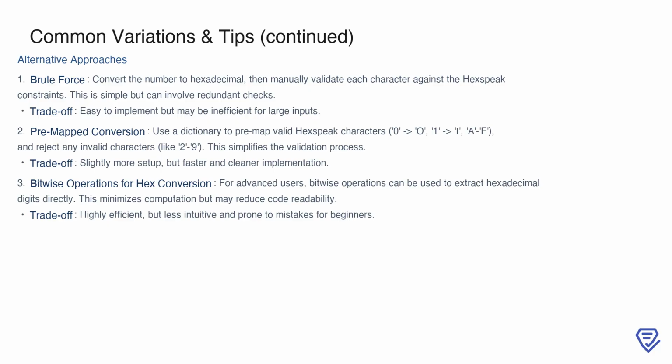For advanced users, bitwise operations can be used to extract hexadecimal digits directly. This minimizes computation and is highly efficient, but it may reduce code readability and be prone to errors for those less experienced. Choosing the right approach depends on your familiarity with these techniques and the specific constraints of the problem.